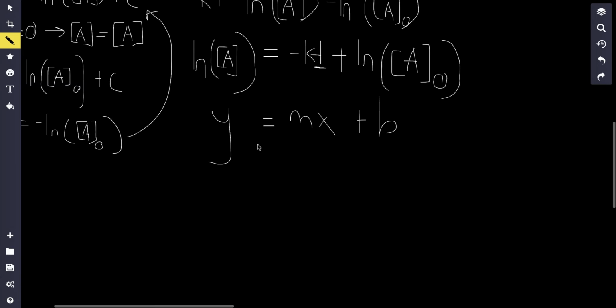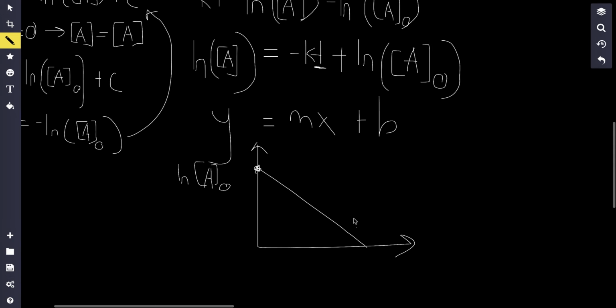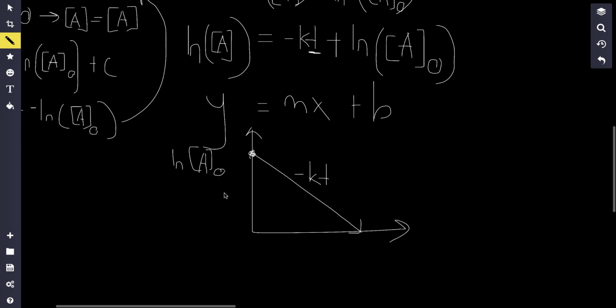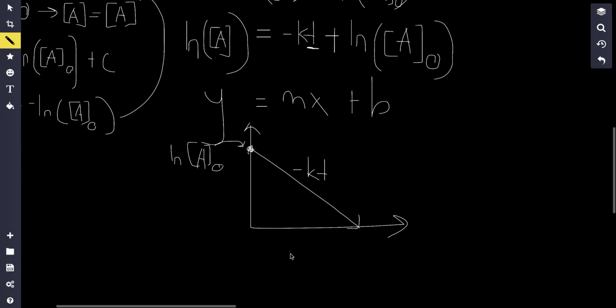If we were to put this on a graph, our initial concentration, our y-intercept, is ln of the concentration of A at time equals 0. It's going to be a negative linear relationship, right, because it's negative kt. And then on our x-axis, we have time, and on our y-axis, we have ln of the concentration of A, right? This is just going to be the concentration of A after time has passed.